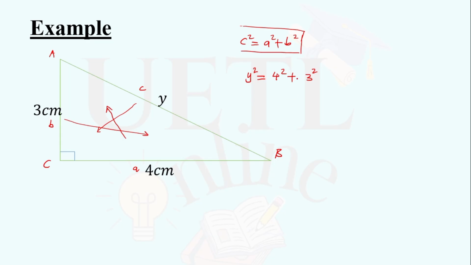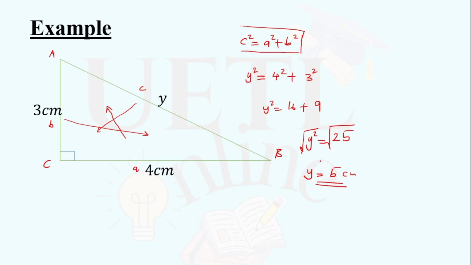After that, we're going to say y squared is equal to 4 squared, which is 16, plus 3 squared, which is 9. In this case, you're going to get y squared is equal to 25. When you have a variable which is squared, we're going to put a square root this side and a square root this side. The square root of y squared is y. Then the square root of 25 is 5 centimeters. It should be plus or minus 5, but in this case, a length should not be negative. So our answer is 5 centimeters.